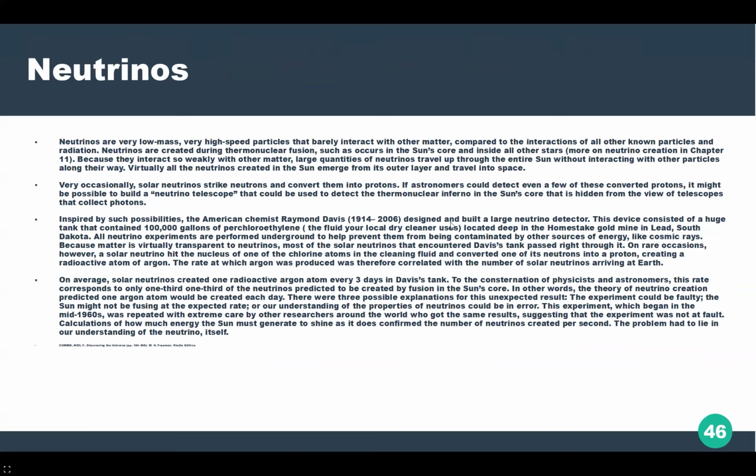This experiment, which began in the mid-1960s, was repeated with extreme care by other researchers around the world who got the same results, suggesting that the experiment was not at fault. Calculations on how much energy the sun must generate confirm the number of neutrinos created per second. The problem had to lie in our understanding of the neutrino itself.